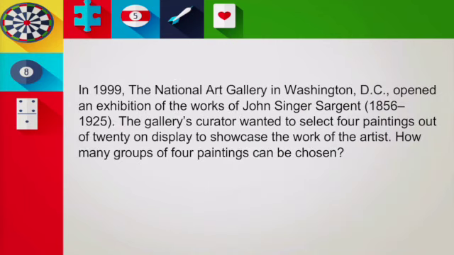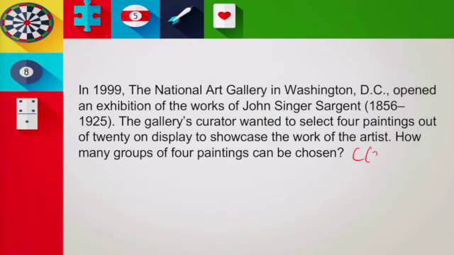In 1999, the National Art Gallery in Washington, D.C. opened an exhibition of the works of John Singer Sargent. The gallery's curator wanted to select 4 paintings out of 20 on display to showcase the work of the artist. How many groups of 4 paintings can be chosen? It doesn't tell us that order matters, right? We're not displaying them in a line on a wall or something. It just says we're selecting 4. So if it doesn't indicate that the order matters, we're going to assume that the order doesn't matter, and this is a combination.